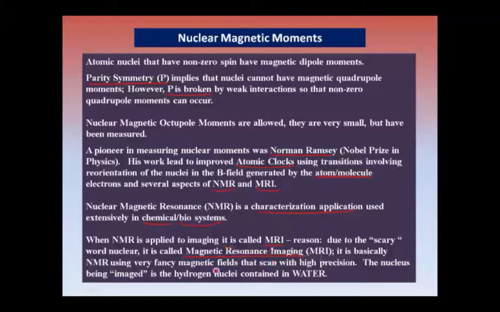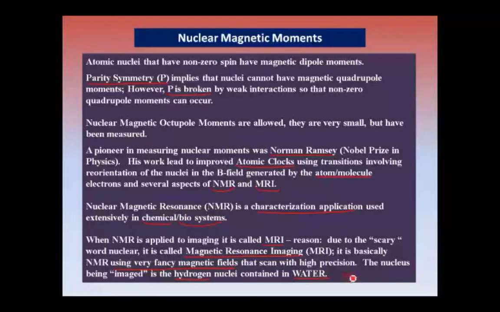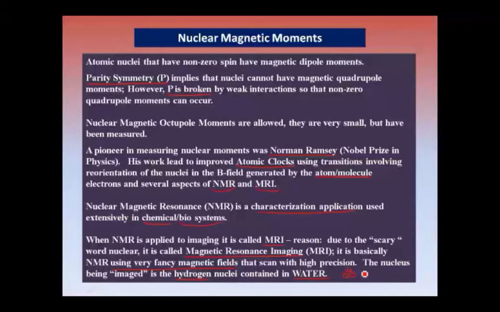So basically it is NMR using very fancy magnetic fields that can be scanned with very high precision. The nucleus that's being imaged is hydrogen, and that of course is contained in water. So if you have organs and systems like your brain and perhaps your knees or some other part of your body, the distribution of packets of water will become bright when you do the NMR or MRI of those structures. So that's how you see inside your brain and so on.